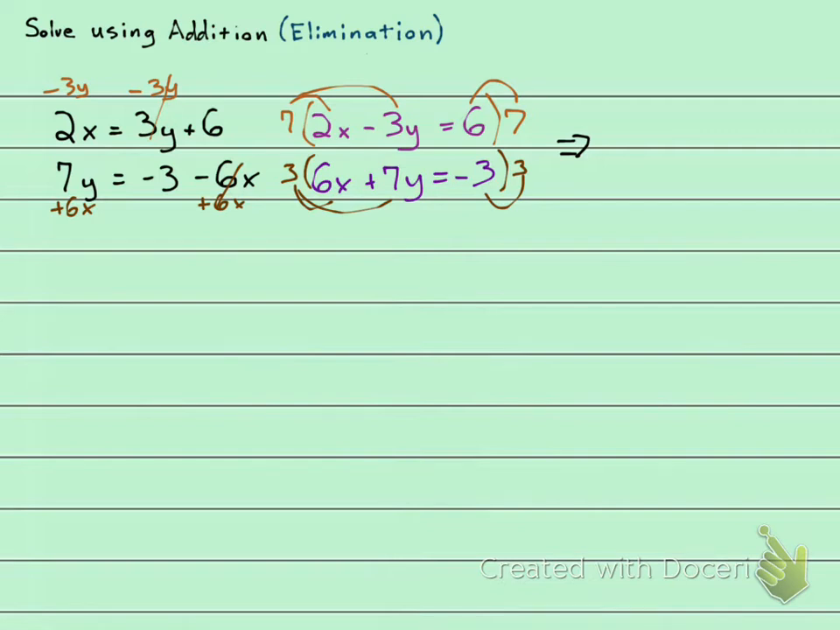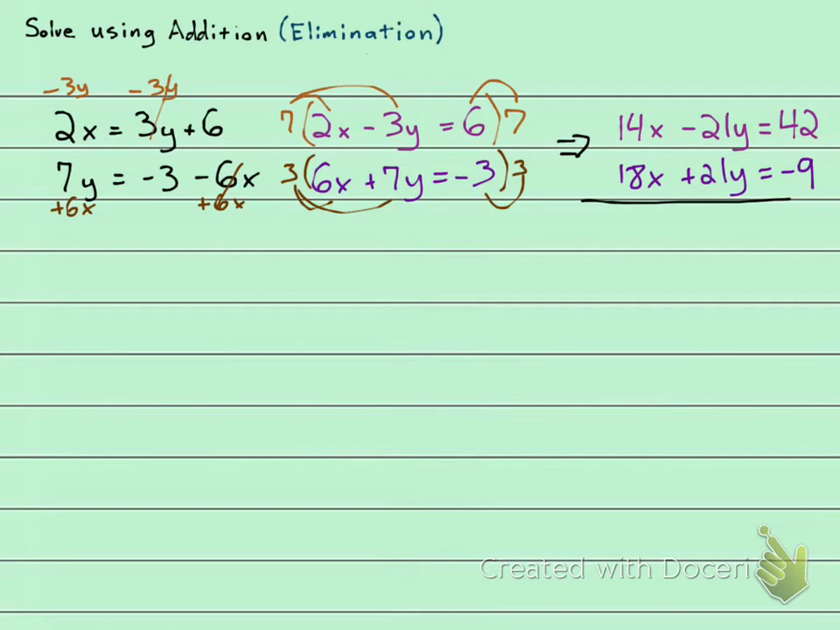Okay, my top equation is going to be 7 times 2x is 14x. 7 times -3y is -21y. Don't forget the right side. 7 times 6 is 42. My bottom equation, 3 times 6x is going to be 18x. 3 times 7y is going to be plus 21y. And 3 times -3 is going to be -9.